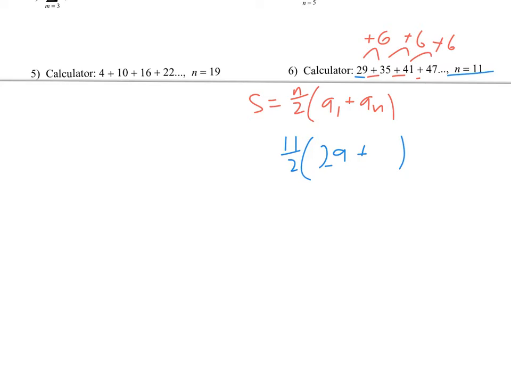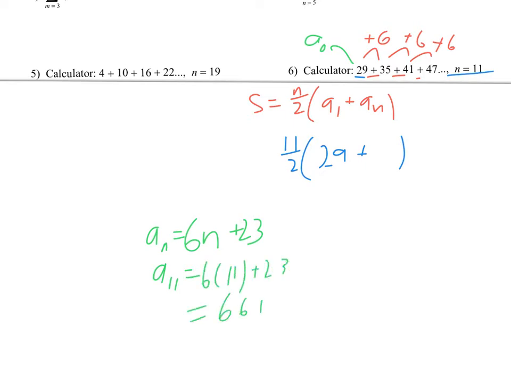So what I need to do is write a formula, a sub n equals, and I know the common difference is 6, so I'm going to say 6n plus 23 here, kind of thinking about what a sub 0 would be. And so now I need to know the 11th term, since that's the last term in this case. So that's 66 plus 23. That's going to be 89.